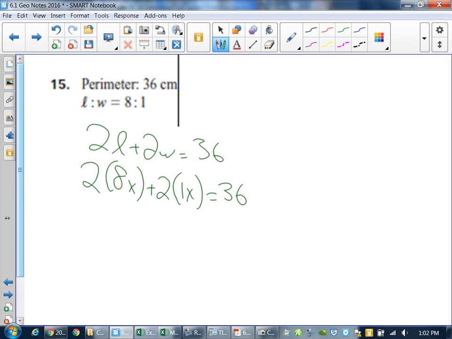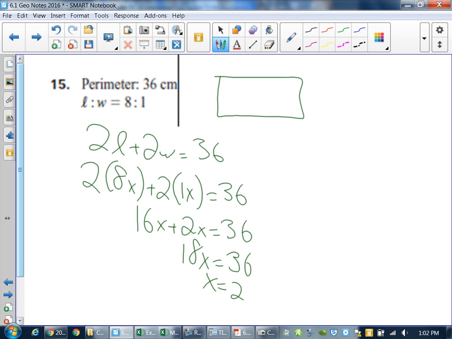If you double 8, what do you get? If you double 1, what do you get? What's your value of x? It's 2. If 2 is my value of x, what are my sides? This one's 8 times something, this is 1 times something. So it's 16 and 2. Not drawn to scale.